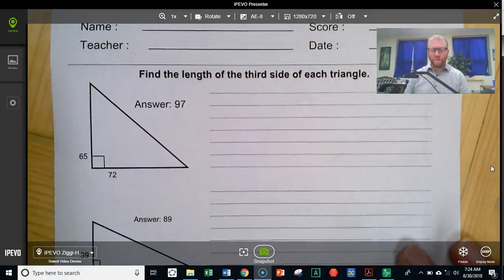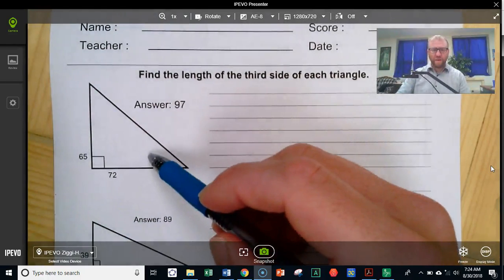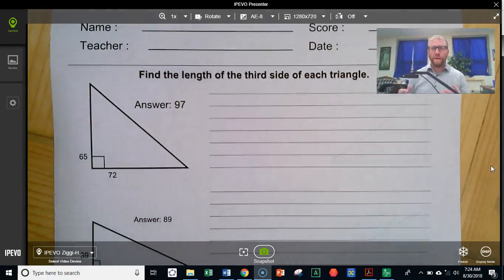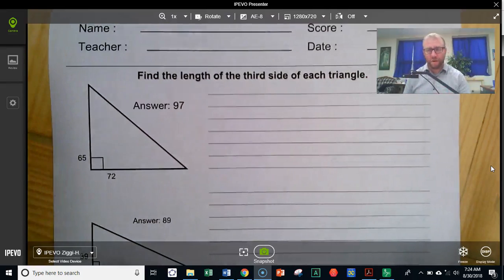All right, here we're going to be using Pythagorean Theorem in order to find the length of the hypotenuse in a triangle. And this is going to lead into finding distances in the coordinate plane. And you'll be able to use that in some upcoming challenge problems. So let's take a look.